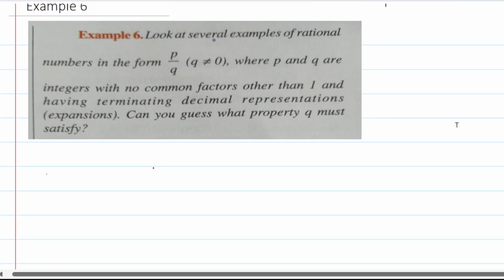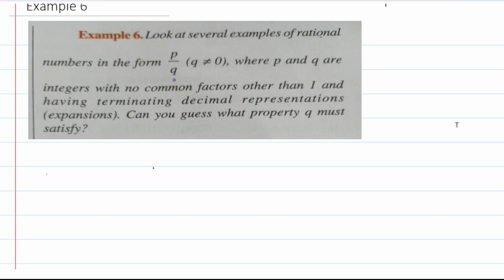Question number 6. Look at several examples of rational numbers in the form of p by q. So that means we have to write some rational number in the form of p by q. Obviously, a rational number is in the form of p by q only, and q should not be 0, where p and q are integers and with no common factors other than 1.